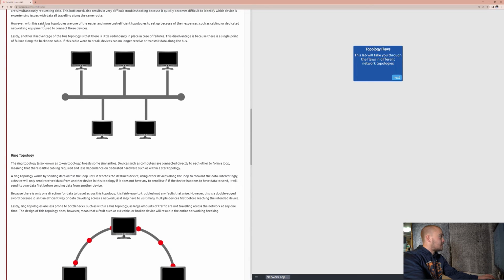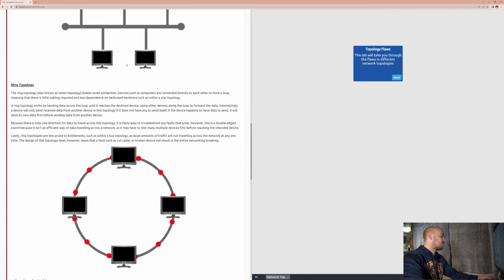However, with this said, bus topologies are one of the easier and more cost-efficient topologies to set up because of their lower expenses, such as cabling or dedicated networking equipment used to connect these devices. Lastly, another disadvantage of the bus topology is that there is little redundancy in place in case of failures. There is a single point of failure along the backbone cable. If this cable were to break, devices can no longer receive or transmit data along the bus.